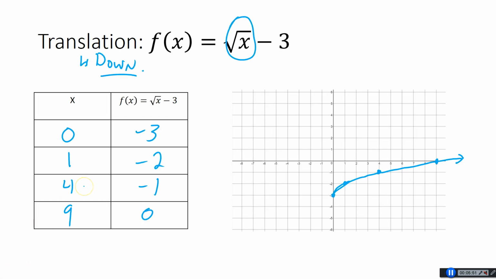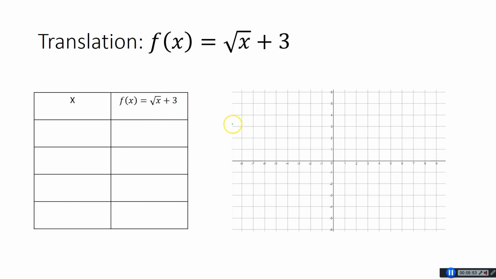So we went down by 3. If we add 3 to the end, once again, it's easy to take the square root of 0, 1, 4, and 9. So we take the square root of 0 and we add 3, we get 3. Square root of 1 is 1 plus 3 is 4. Square root of 4 is 2 plus 3 is 5. Square root of 9 is 3 plus 3 is 6.